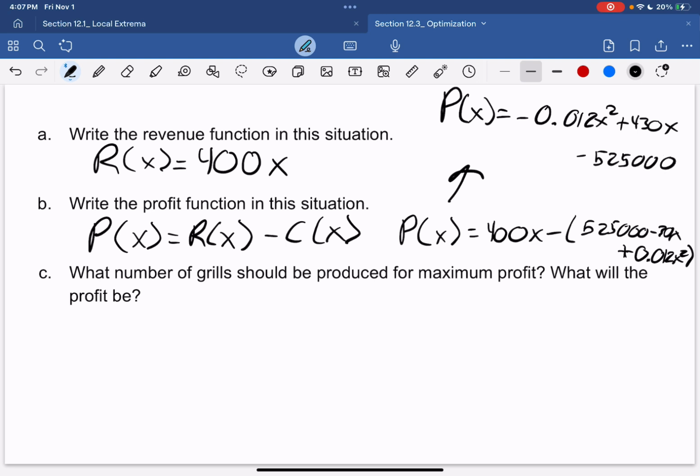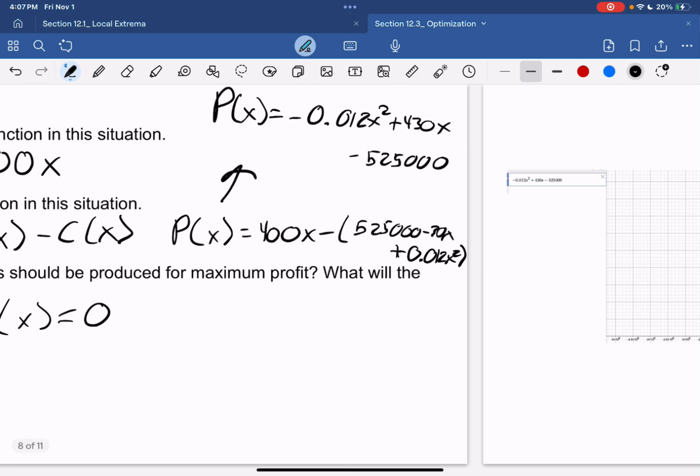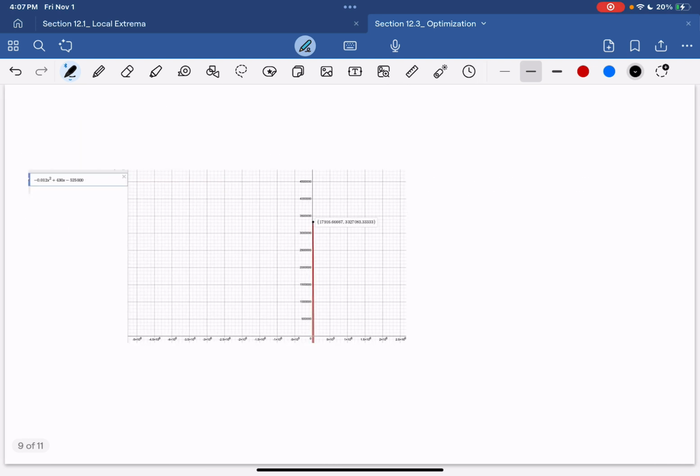Okay, so this is our profit function. Now, to see what number of grills we should produce for maximum profit, I could take the derivative of that profit function, set it equal to 0, and then see if that is the maximum. Or I could look at this from a graphing standpoint and graph the profit function. So let's graph the profit function.